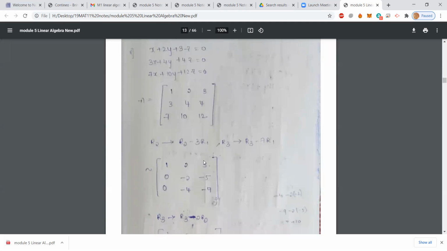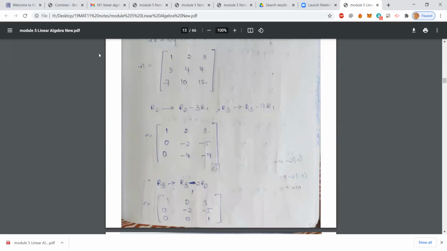Now we are going to reduce the matrix A to echelon form. So you need to use the element 1 to make the 3 and 7 zero. R2 should be replaced by R2 minus 3 R1 and R3 should be replaced by R3 minus 7 R1. If we perform these two operations, the resultant will be 1, 2, 3, 0, minus 2, minus 5, 0, minus 4, minus 9.